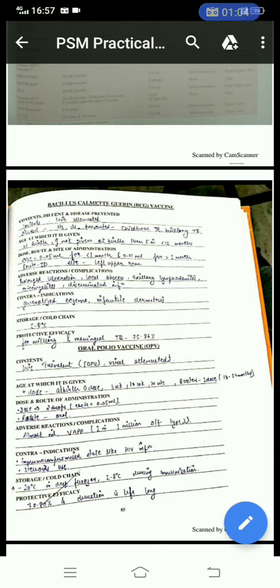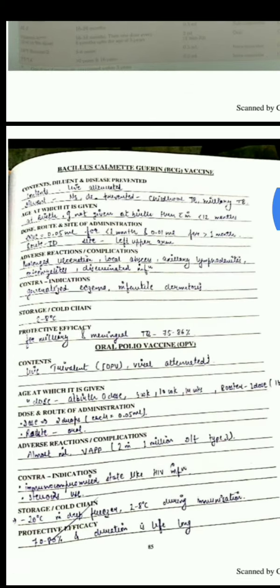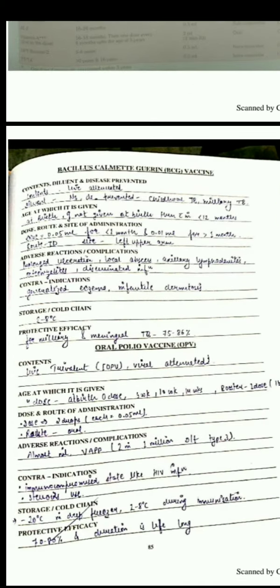And so there are many vaccines. The name of the vaccine will be written on that vaccine. The label will be there, so you can identify by that. So first one is the BCG vaccine.